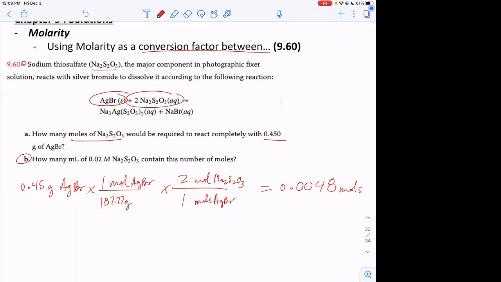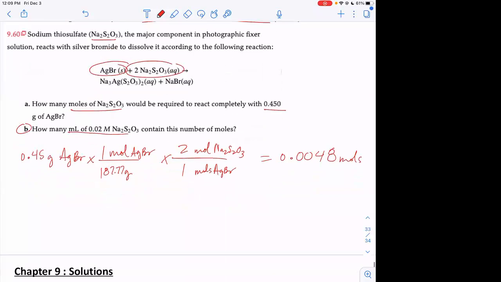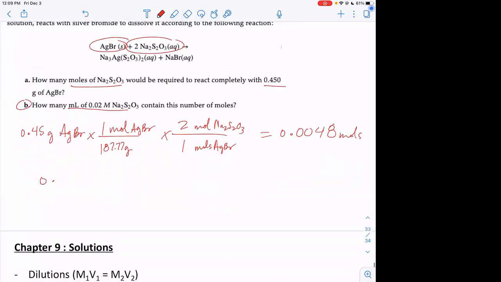Then part B, this is where you're going to use molarity as a conversion factor. How many milliliters of 0.02 molar sodium thiosulfate solution contain this number of moles? All right, so we have 0.0048 moles, and we're trying to convert to milliliters. Molarity, with the 0.02 molar, is 0.02 moles per liter, right? That is molarity. You can rewrite it as mole per liter.